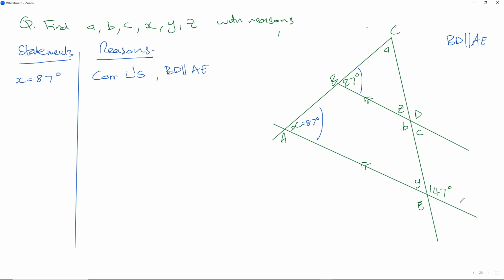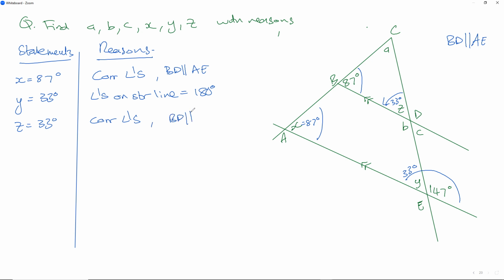The next one, Y will equal 180 degrees minus 147. What is that? 33. So 33 degrees. And the reason is angles on a straight line equals 180 degrees. So I know that Y is going to equal 33 degrees. I can move on to any other letter, right? I can see Z is also going to be 33 degrees because of corresponding angles to Y. Z is equal to 33 degrees, corresponding angles, same parallel line, BD parallel to AE.